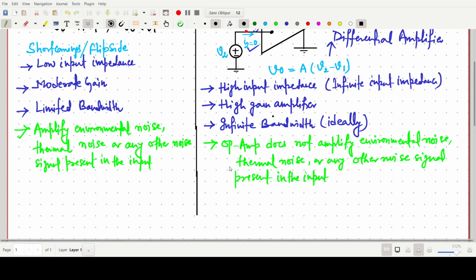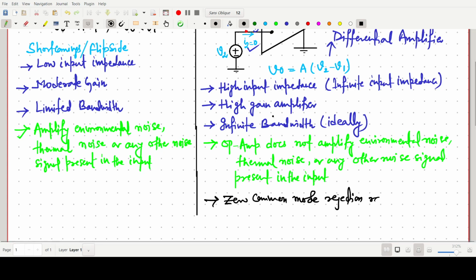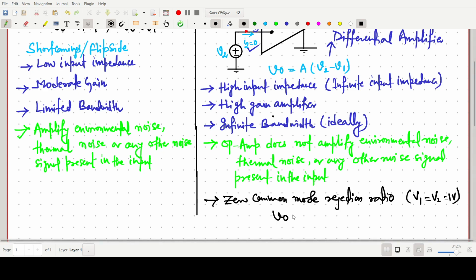In addition to that, the op-amp has an infinite common mode rejection ratio, whereas the amplifier has a zero common mode rejection ratio. If both inputs V1 and V2 are the same, say 1 volt, the output voltage will simply be V2 minus V1, so it should be 0. If common inputs are applied, it gives a 0 value. But in the case of the ordinary amplifier, this does not happen.